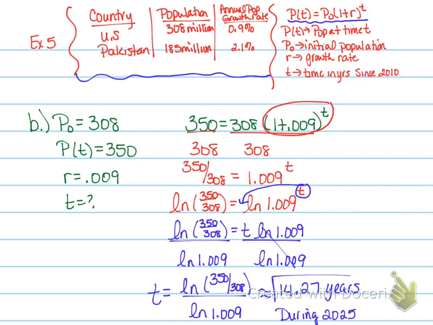So either one of these. Because remember, the 14 would be the end of 2014, and the 0.27 puts us into 2025. So either one of those would be correct.